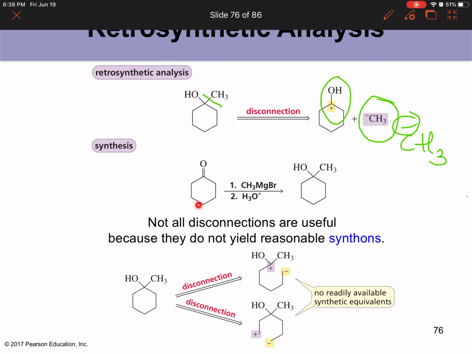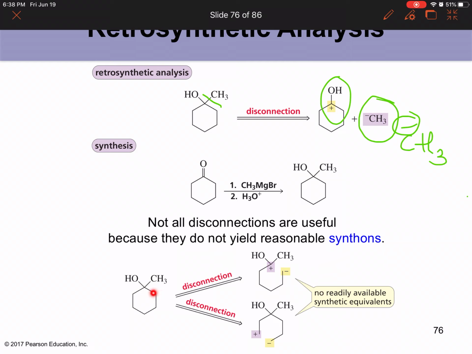Start with the cyclohexanone and then you react it with methylmagnesium bromide Grignard reagent. The methyl group is a nucleophile, attacks the carbon and forms the O minus, and then when you add water, hydronium ion, it will become the alcohol. One step. Okay. And not all disconnections are useful because they do not yield reasonable synthons.